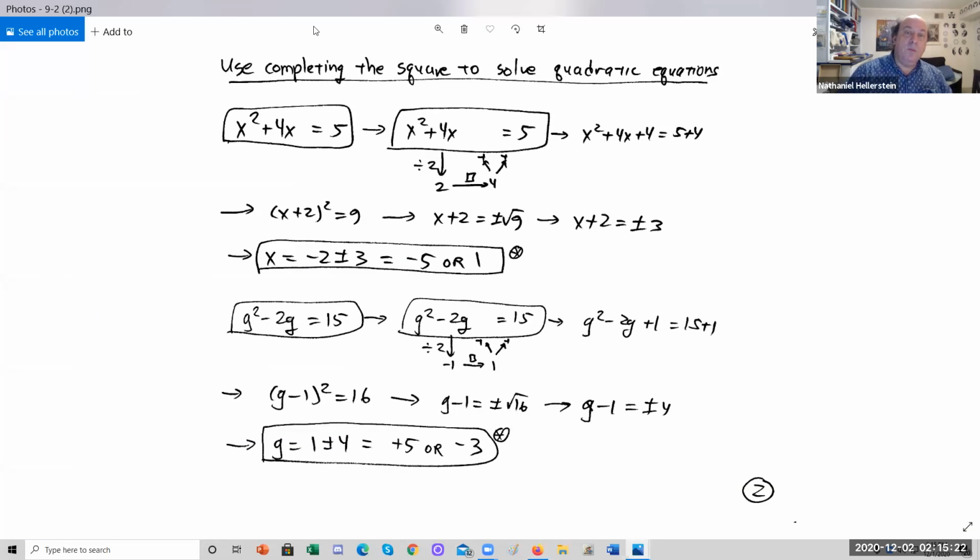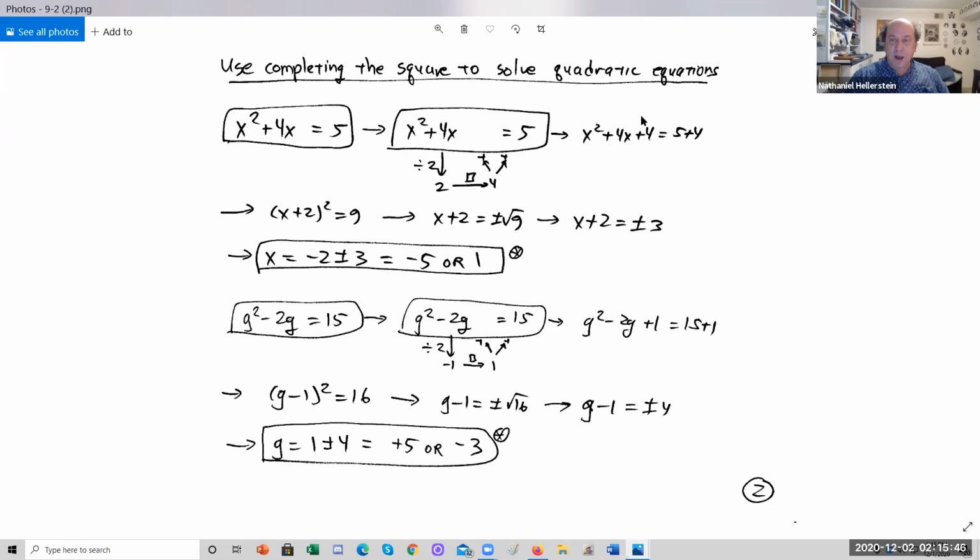Now, we can use completing the square to solve quadratic equations. Let's start with x squared plus 4x equals 5. What we'll do is complete the square on the left side. X squared plus 4x. Take half of 4, that's 2. Square that, that's 4, and then add that 4 to both sides, just to keep the equation balanced. So you get x squared plus 4x plus 4 equals 5 plus 4.